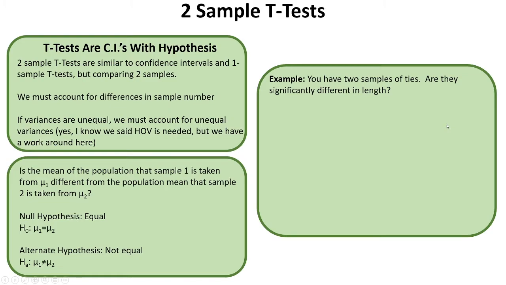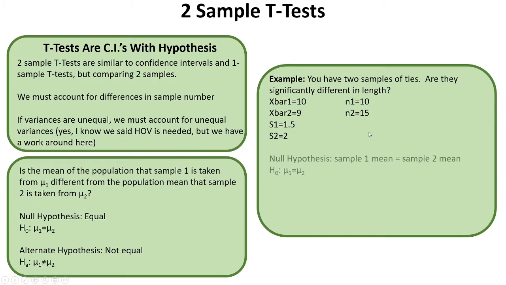So our example is we would have two sets of ties with these particular statistics, right? One has a mean of 10, one has a mean of 9. Variance like this, variance of 1.5 and 2, numbers 10 and 15, right? And then our null hypothesis would be that sample mean number 1 is equal to sample mean number 2. An alternative hypothesis is that sample mean 1 differs from sample mean 2.